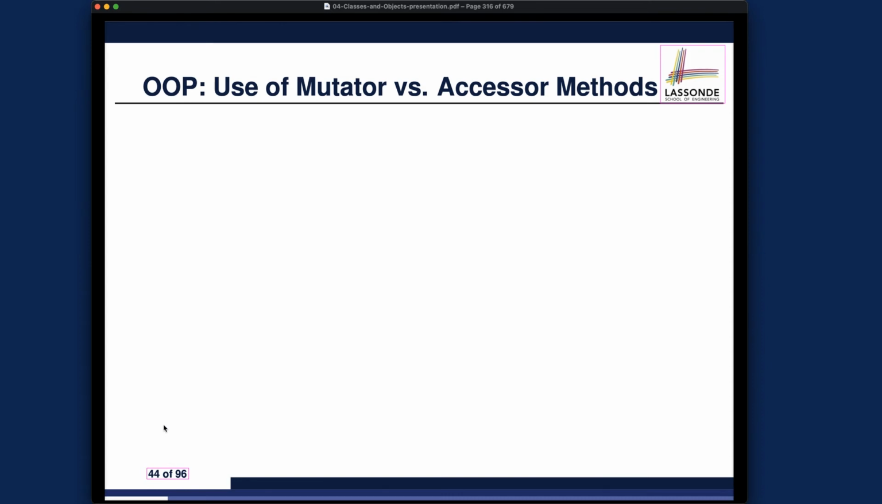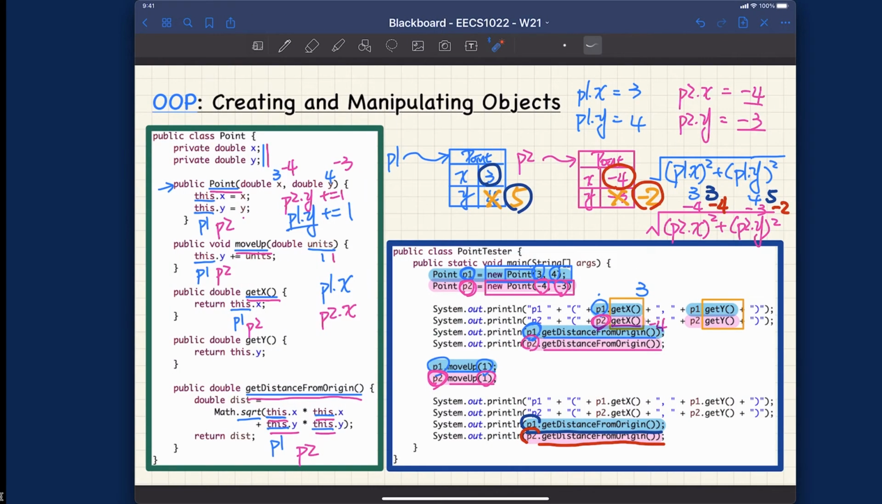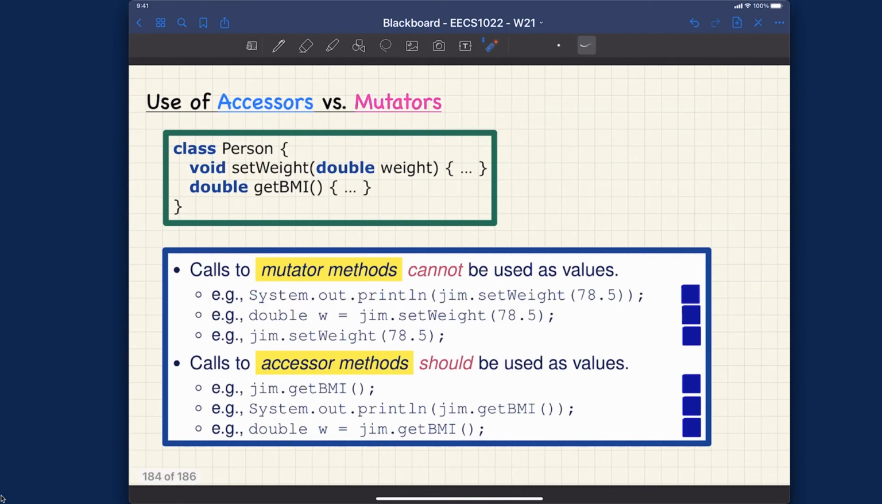All right, let's now talk about how you can use mutator versus accessor methods, either legal usage or illegal usage. Cost to mutator methods cannot be used as values. You can see the System.out.println over here. Here, let's say setWeight is simply returning void, right? This is a mutator method, meaning it's not going to return anything. Let me switch to the iPad directly. Let's go one by one. Our assumption is that setWeight is a mutator and getBMI is an accessor.